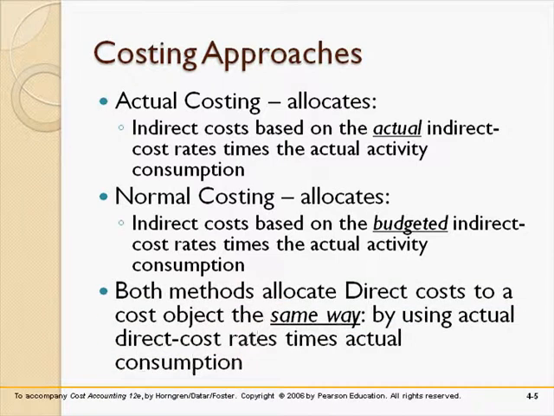Okay, now both methods allocate direct cost to a cost object the same way, and they're based on actual costs. So actual direct costs are used, but with normal costing, we use a budgeted cost rate times the actual activity being consumed.